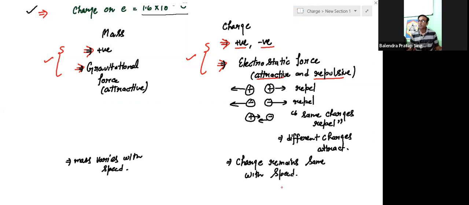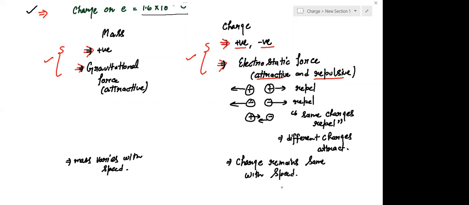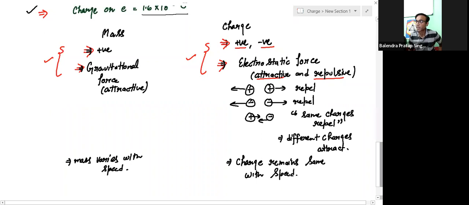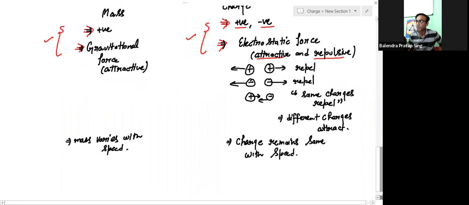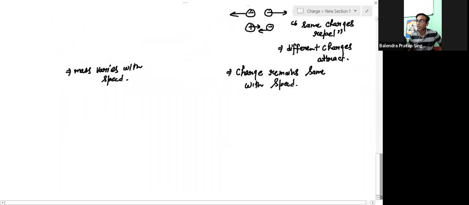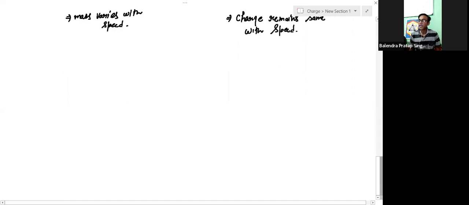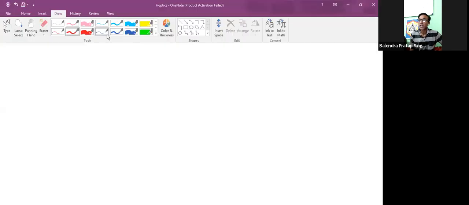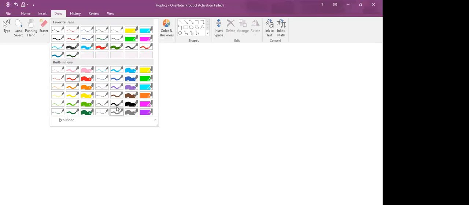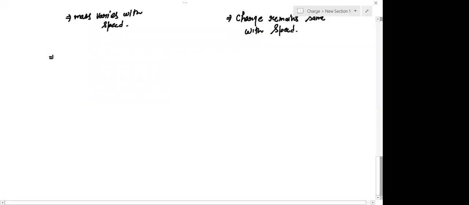No, sir. Okay, so the next part I'm going to discuss is the charging of a body. How do positive and negative charge exist on a body? First, I'm going to discuss what a positively and negatively charged body is. Next point: charging of a body.